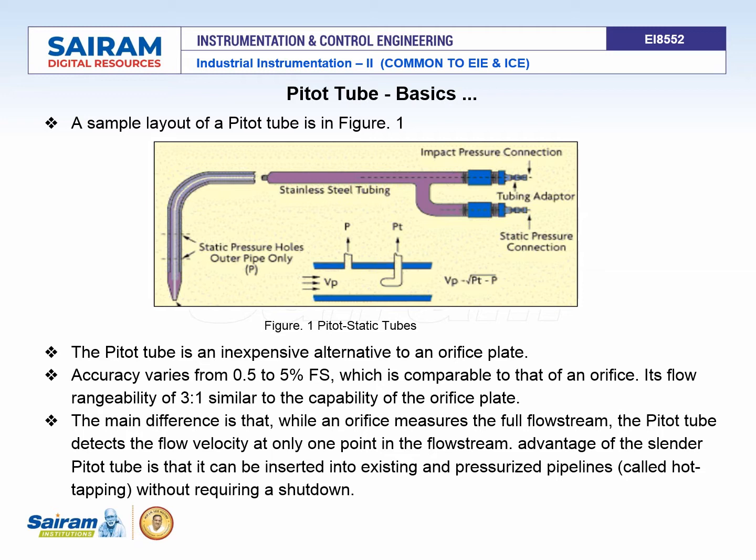Then coming to the sample layout of the pitot tube, it consists of a point where the static pressure holes are measured and connected with stainless steel tubing, and there are 2 points. One is the pressure P and another is the pressure PT. P is the static pressure. And this is a connection diagram for a static pressure measurement.